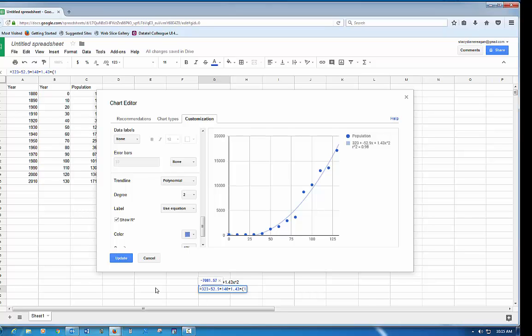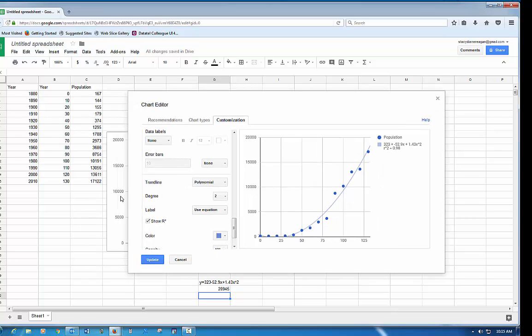So 140 caret squared, and then if I hit enter, it's going to give me a number of 20,945. So that's saying that in that year, and let's slide this over so we can see, this one was 17,122. It's telling me in the next 10 years the population should be 20,945. And that's if I use the polynomial one, which is the better R squared.